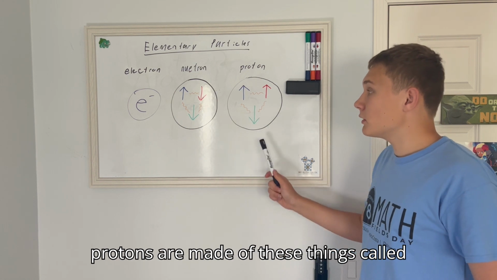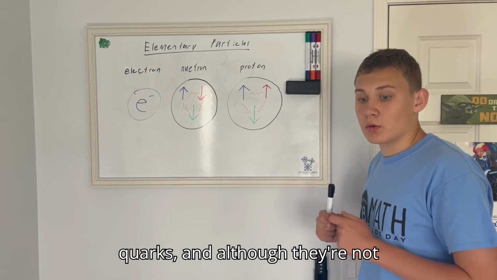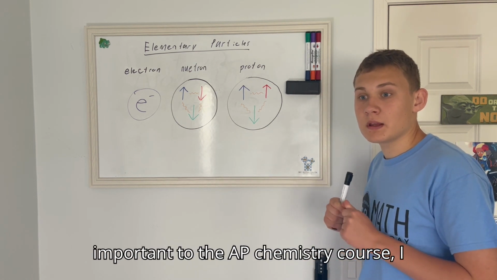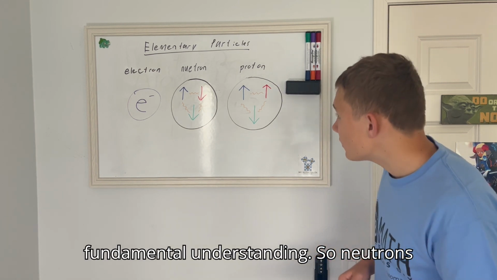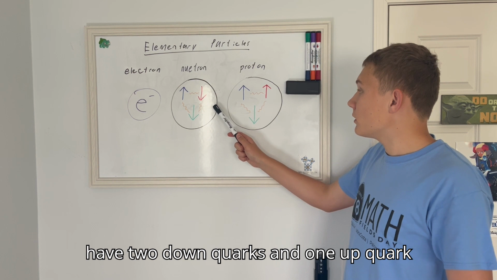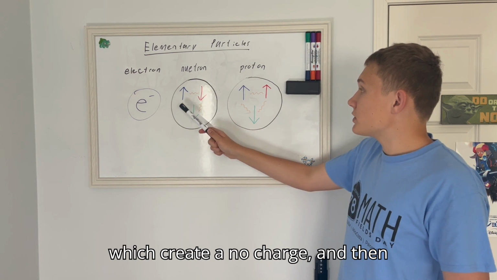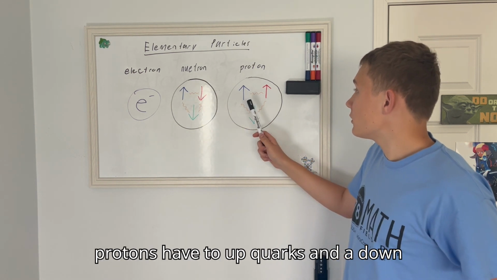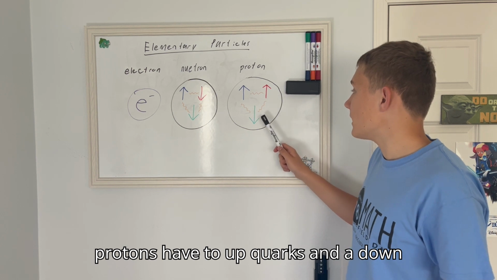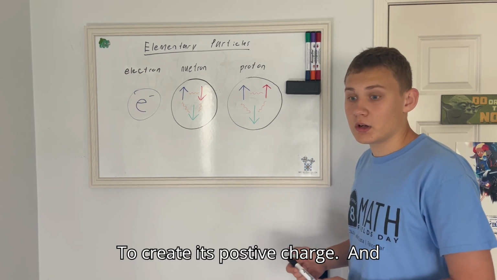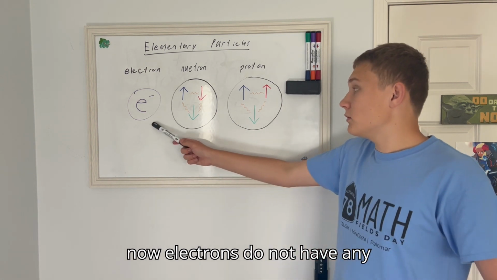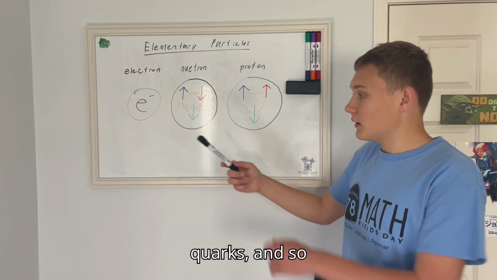Now, neutrons and protons are made of things called quarks. And although they're not important to the AP Chemistry course, I believe that you should have at least a fundamental understanding. So neutrons have two down quarks and one up quark, which create no charge, and protons have two up quarks and a down quark in order to create a positive charge. And electrons do not have any quarks.